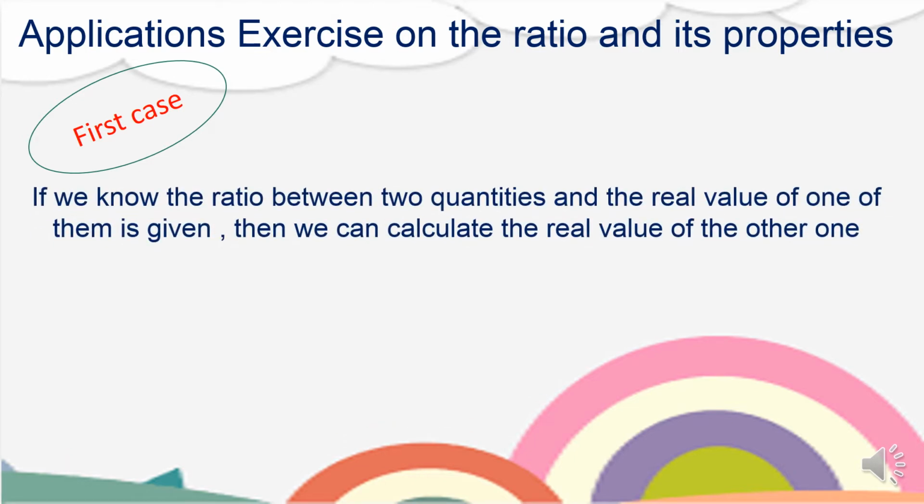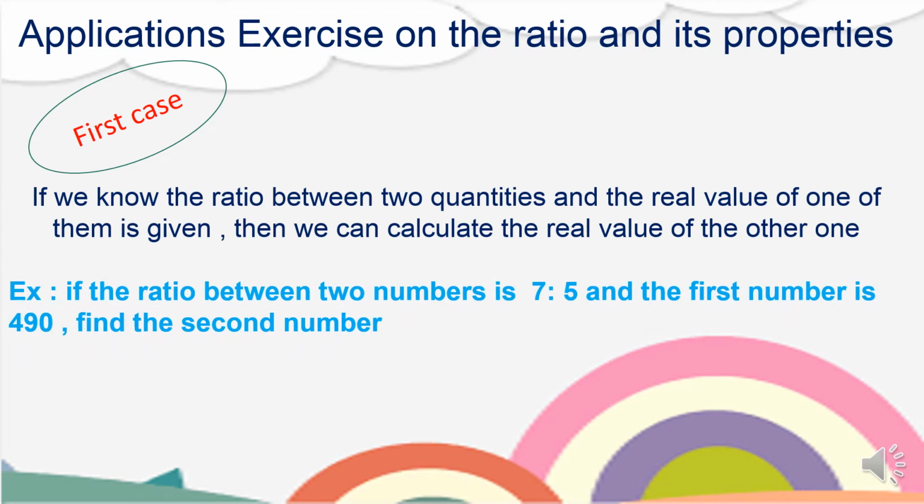If we know the ratio between two quantities and the real value of one of them is given, then we can calculate the real value of the other number.